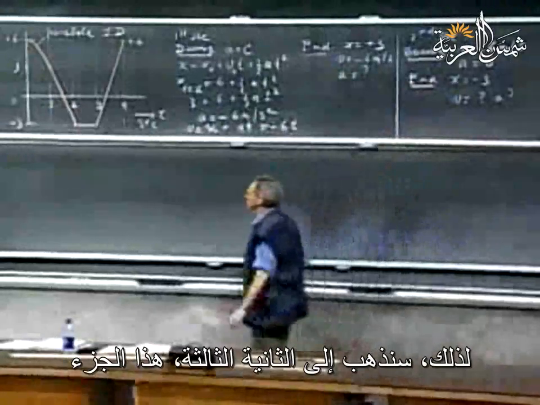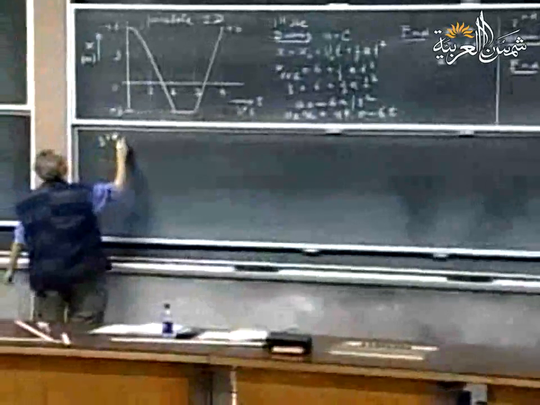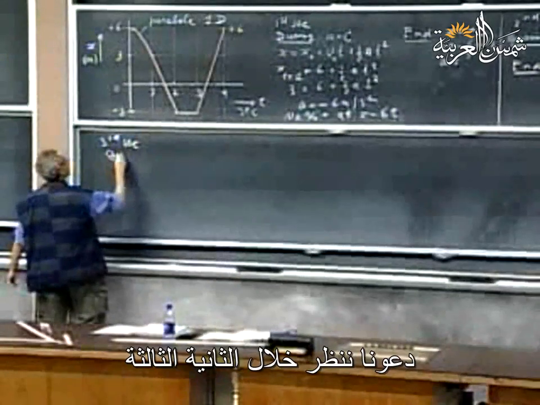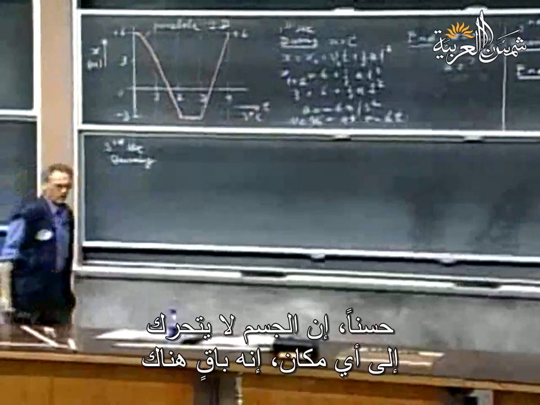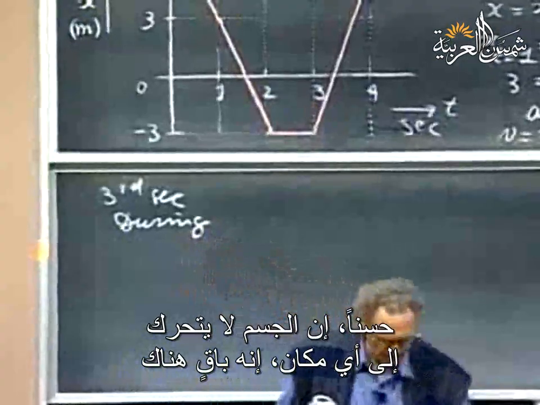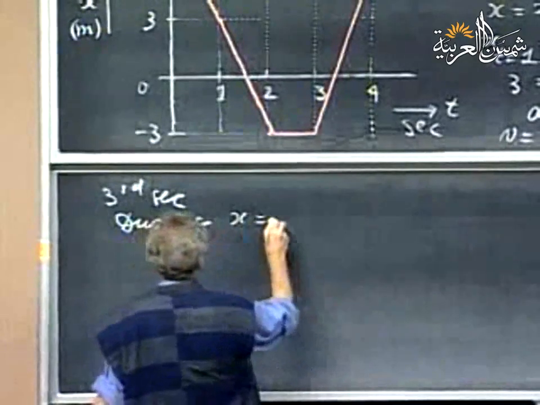So we'll go to the third second. This part. Let's first look during the third second. Well, the object isn't going anywhere, it's just sitting there. x remains minus 3.